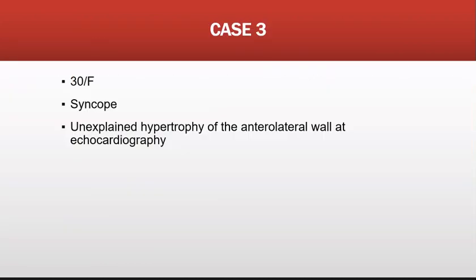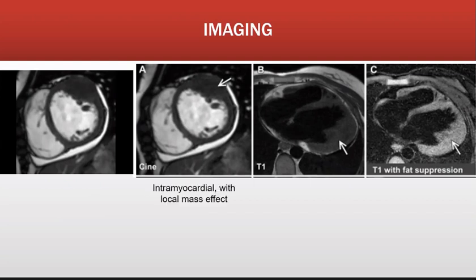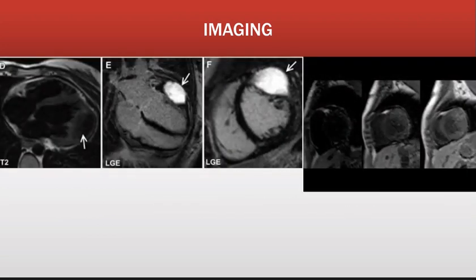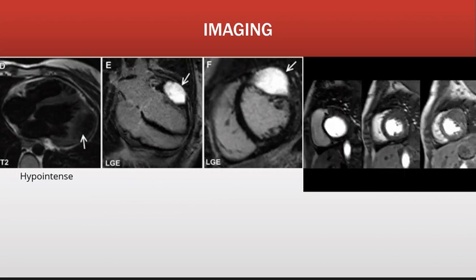Case 3 is a 30-year-old female with syncope and unexplained hypertrophy at the anterolateral wall at echocardiography. MR imaging shows that the mass was intramyocardial with local mass effect. It is isointense relative to the myocardium on T1 weighted imaging, hypointense on T2 weighted imaging.